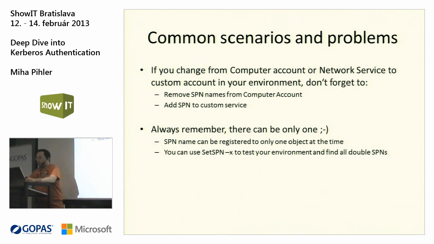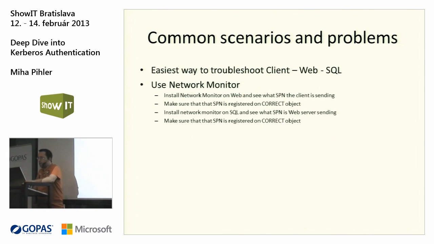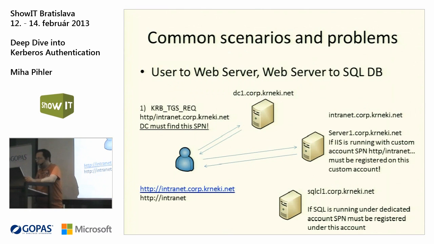And always remember, one SPN name can only belong to one object. That same SPN cannot belong to two objects. Like I showed, setspn -X, it showed duplicates. That won't work. You can use setspn -X to test your environment. The easiest way to troubleshoot this, and this is something I do very, very often, and unfortunately the easiest way, is to use Network Monitor, like I showed in the first parts of this presentation.